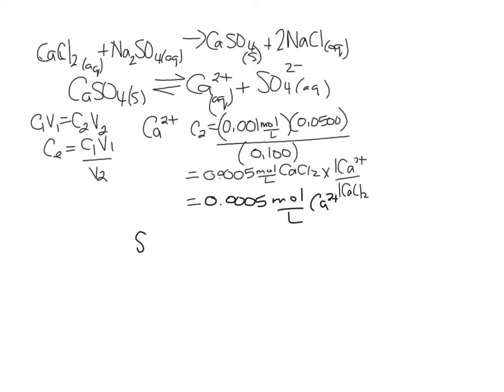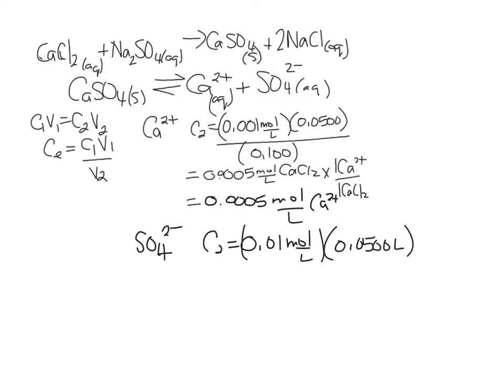So for sulfate, we have 0.01 mole per liter times 50 milliliters divided by 100 milliliters.